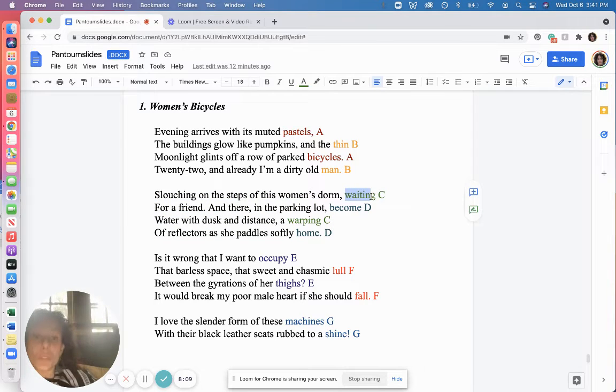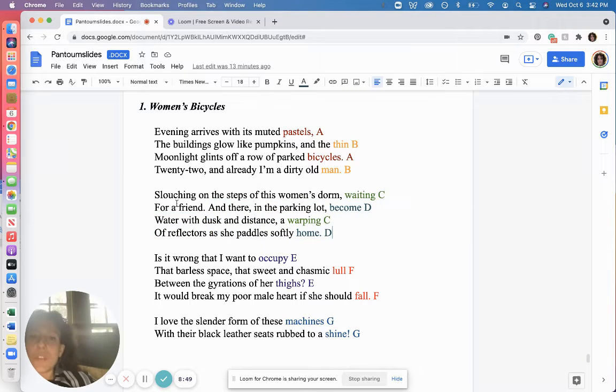So then you choose different rhymes. You're choosing a C, D, C, D. Slouching on the steps of this woman's dorm, waiting. Again, another enjambment. New rhyme. He's using an ing for a friend. Enjambment distracts you again. And there in the parking lot, become. Another enjambment, line break. He threw your ear off. Water with dusk and distance, a warping. So warping and waiting, these are very, very slant rhymes, but they're still rhymes nonetheless, albeit subtle, hence his bad sonnet naming of the series of poems.